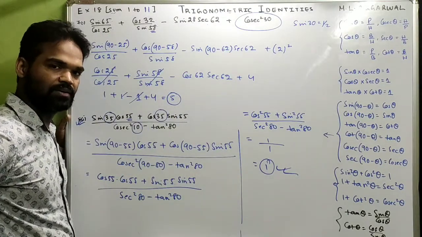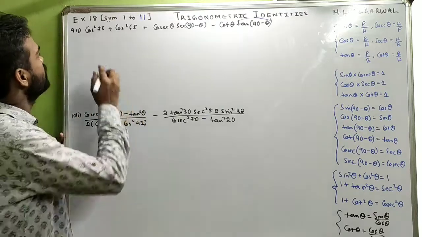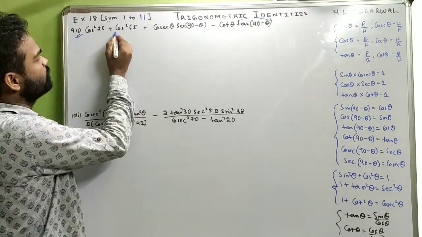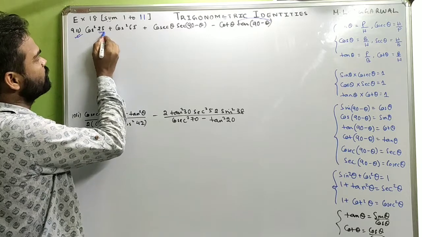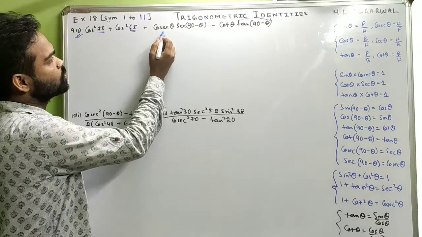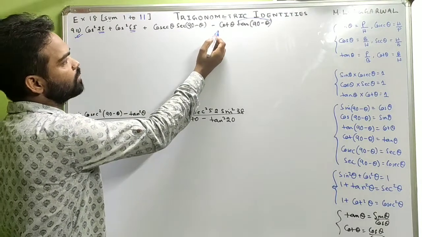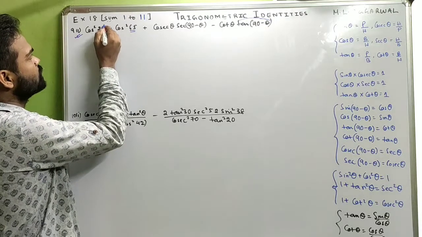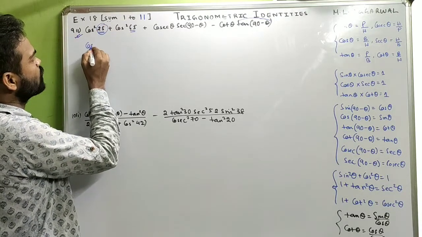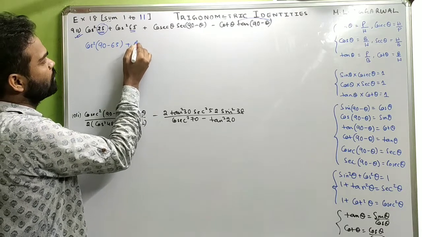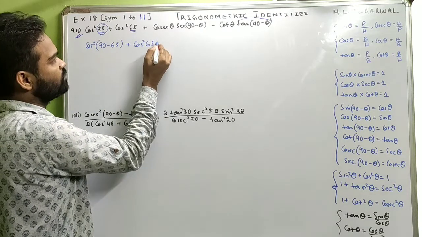Now let us look at the next sum. Now look at sum number 9 part 2. Very easy. Find the value of cos square 25 plus cos square 65, which means 25 and 65 clearly are complementary angles. Okay. Plus cosec theta sec 90 minus theta minus cot theta tan 90 minus theta. Now look, first of all I'll change one of the angles. So this becomes cos square 90 minus 65 plus cos square 65.